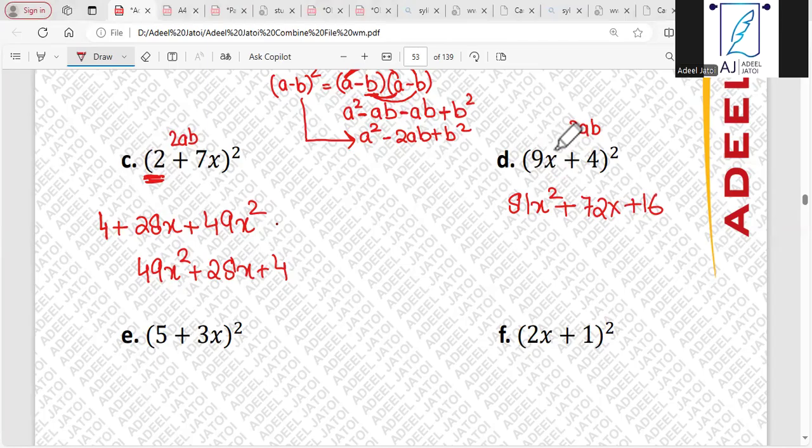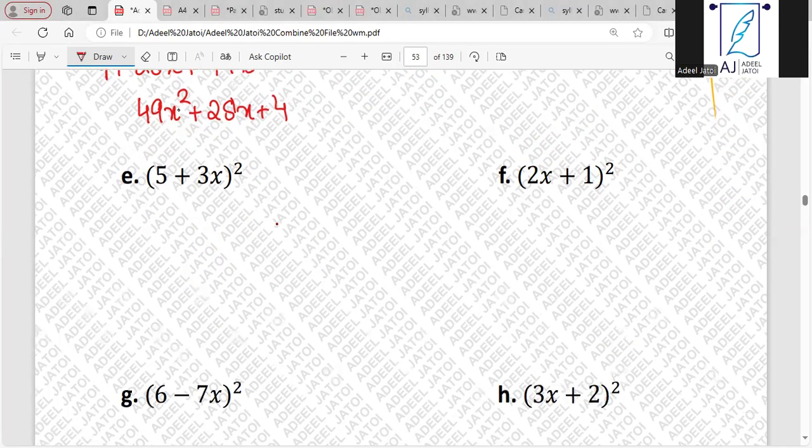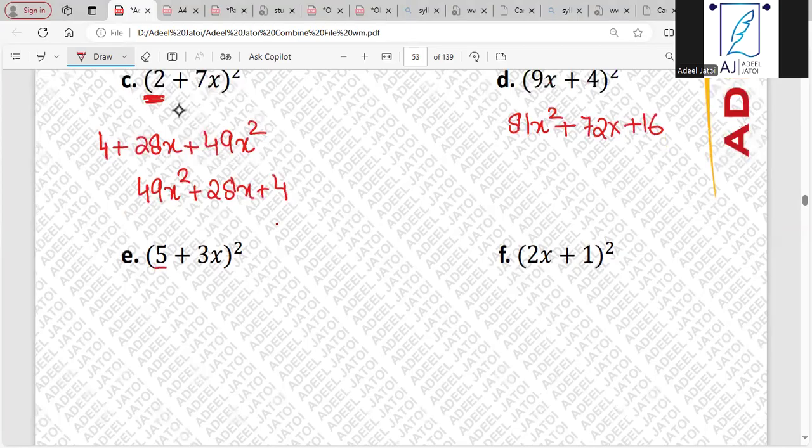Then part E. Part E is 5 square is 25. 2 5s are 10. 10 3s are 30x plus 9x square. And part F will be 4x square plus 4x plus 1, because 1 square is 1.